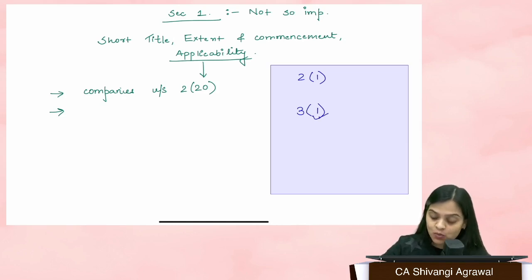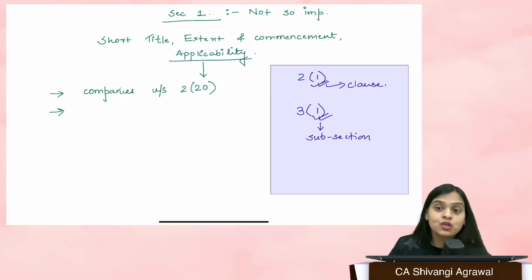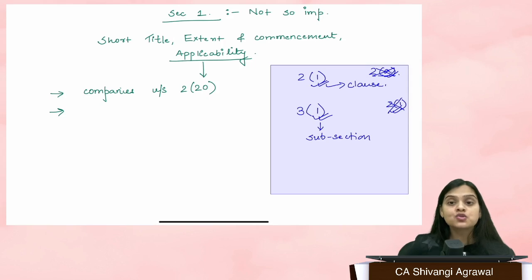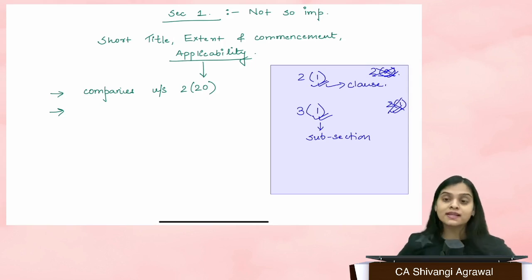Why is this one a subsection? Subsection means sections are further divided into subsections, and this one is a clause. You could also say, ma'am, whenever it is written 2A, then this is a clause, and when it's written 2.1, then this is a subsection. This concept is a big no. Right here in front of you, I'm saying that 2.1 is a clause, and 3.1 is a subsection.